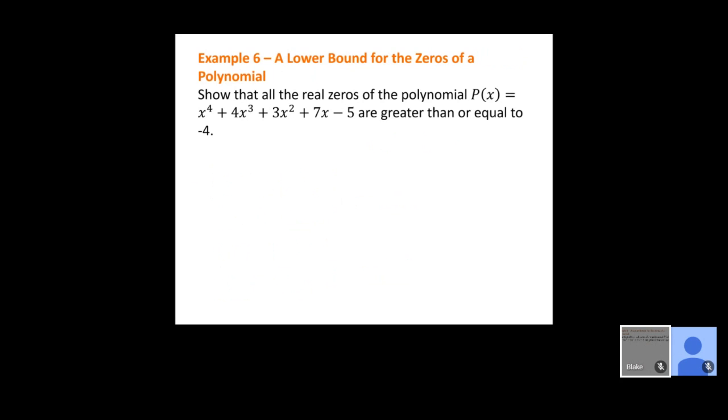All right, so now, same thing, we're trying to show upper and lower bounds. So we want to show that all the real zeros of this polynomial are greater than or equal to -4.